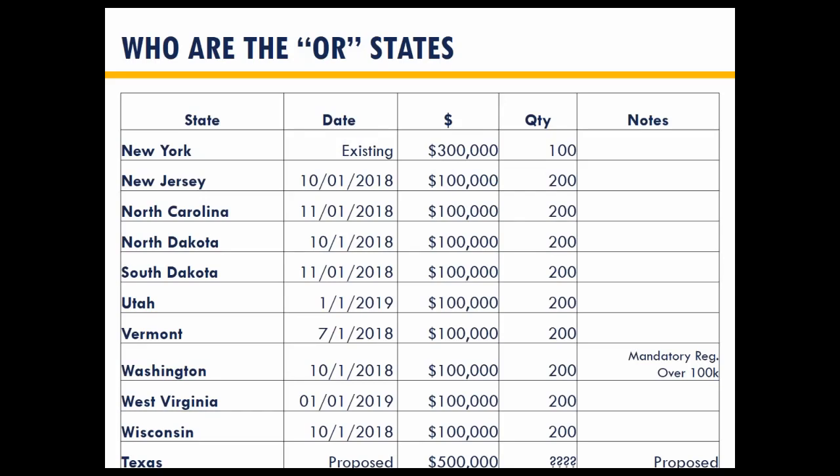New York had a law out there for ages that they really couldn't enforce. It had a $300,000 line to it. Texas, we're waiting on them. I've heard 500 is the line, but there's nothing official yet. I have a question in the back of the room.